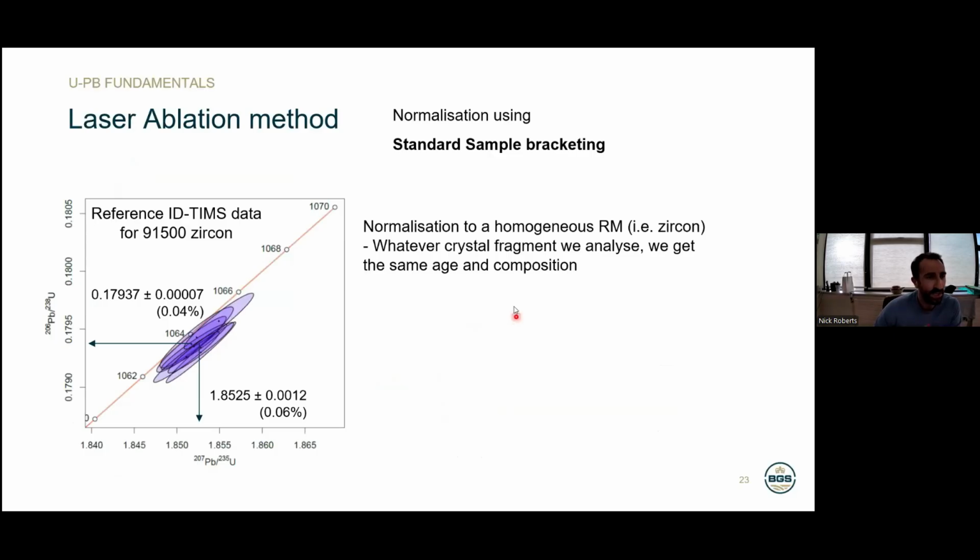This is quite different to zircon. Zircon is perhaps the best behaved in terms of uranium-based chronology, or in situ chronology. This is data on a very popular, commonly used zircon standard, 900. You can see the isotope data is generally quite homogeneous. Pretty much whatever crystal fragment you analyze, you get the same composition. We can see that quickly here. The percent variation is very clear. The normalization to this standard is quite a simple process.